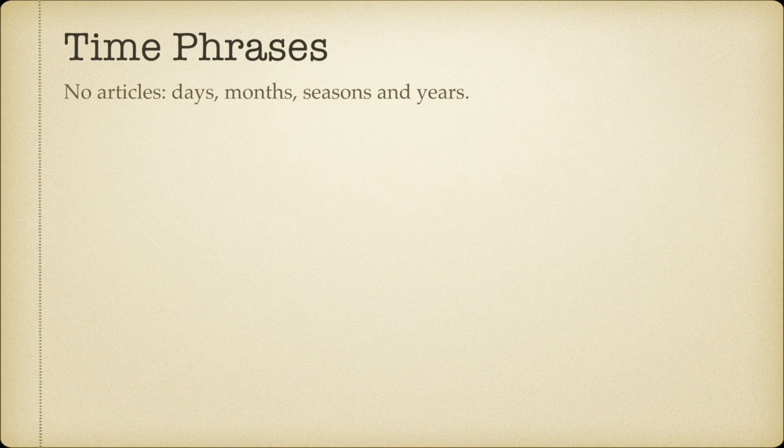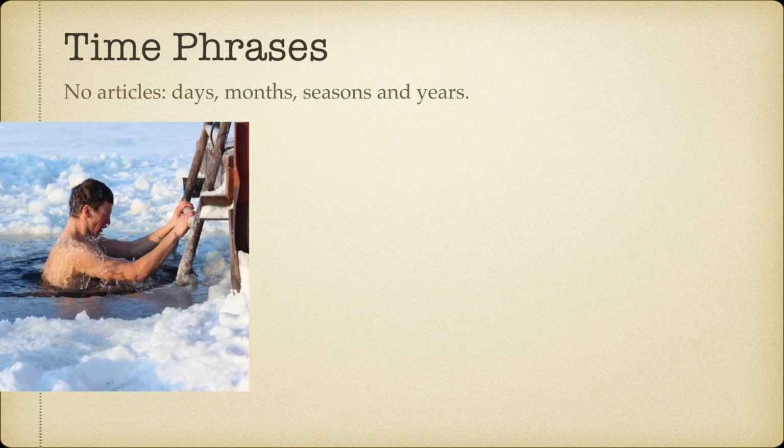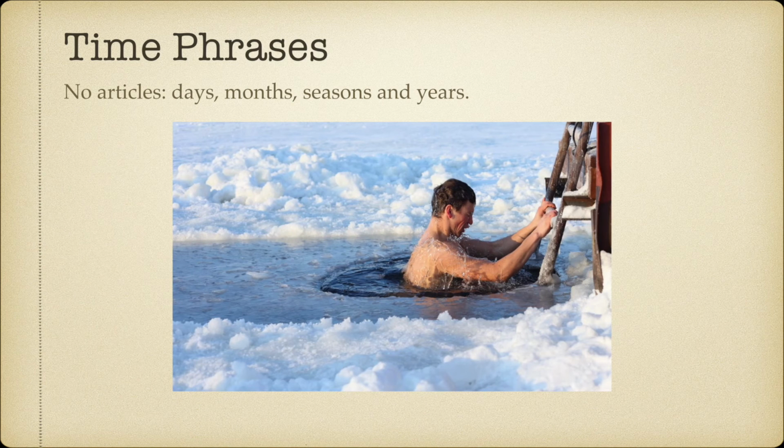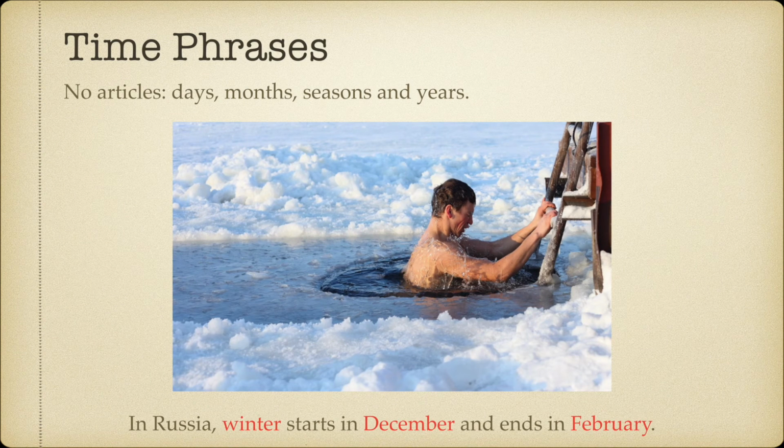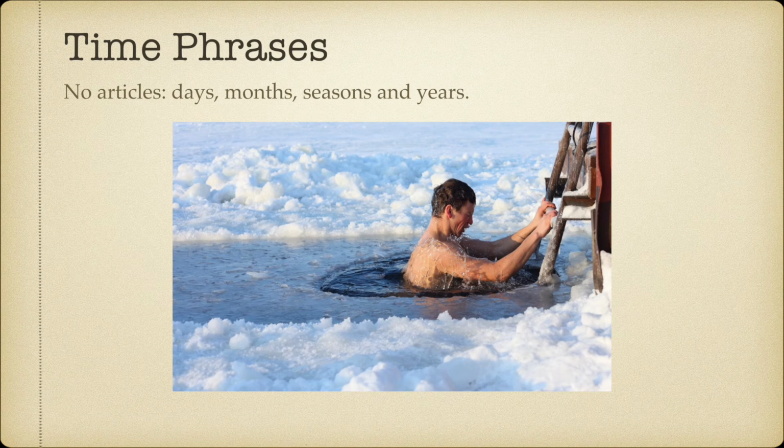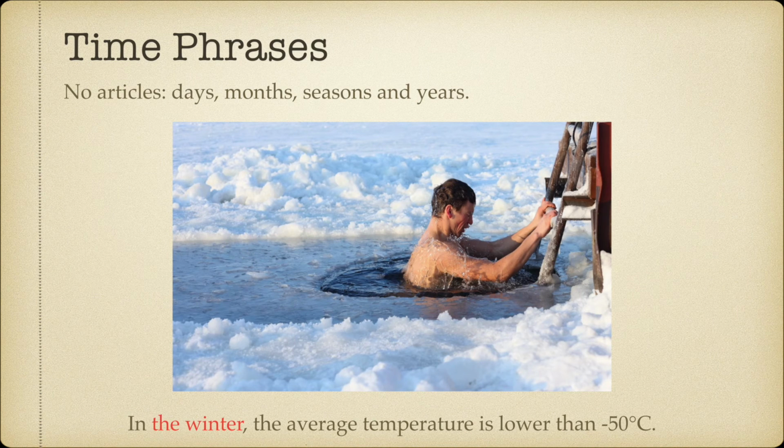These time phrases don't use articles. Days, months, seasons, and years. In Russia, winter starts in December and ends in February. However, we can also use the definite article with seasons. In the winter, the average temperature is lower than minus 50 degrees Celsius.